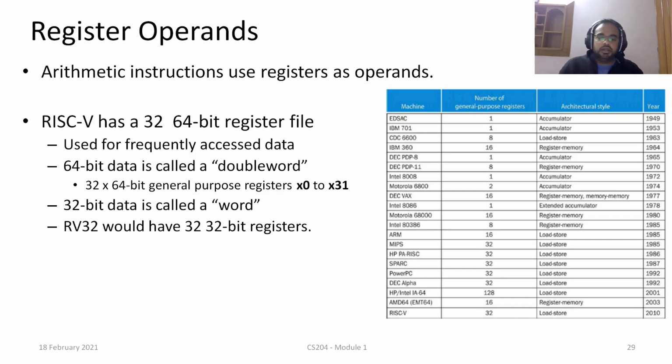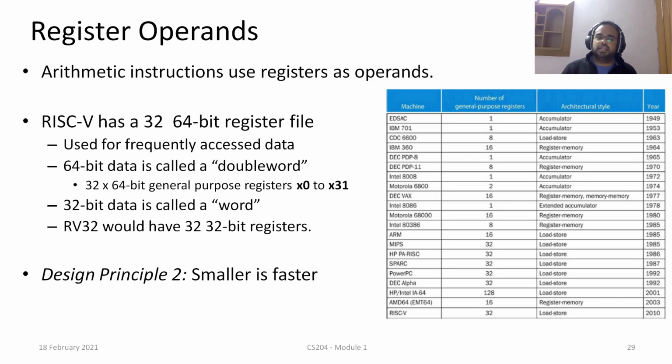And if we have a bigger set of registers, it means that I can store a lot more data closer to the processor to access it. But the downside of a large number of registers is that the circuit to decode the register number and get the value, etc., will all become bulkier. It means that they will be slower and will also burn more power. So this is the second design principle of RISC-V. Smaller is faster.